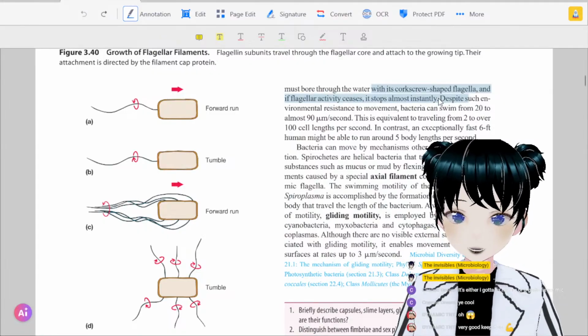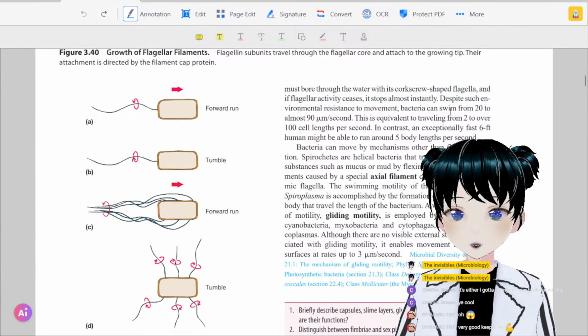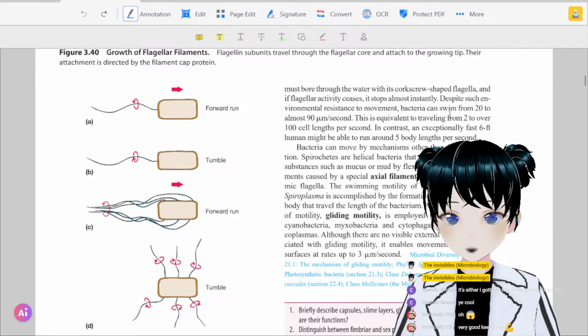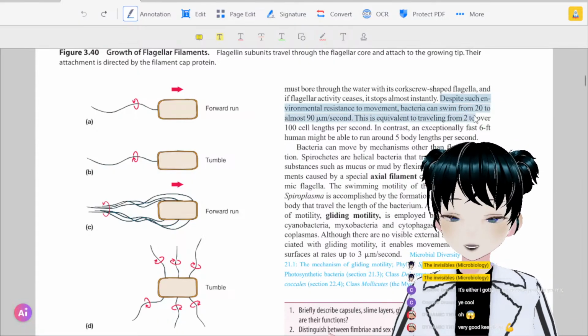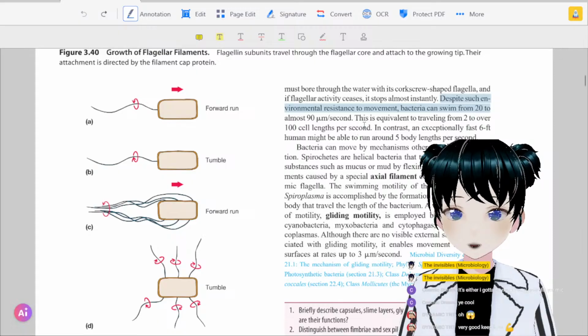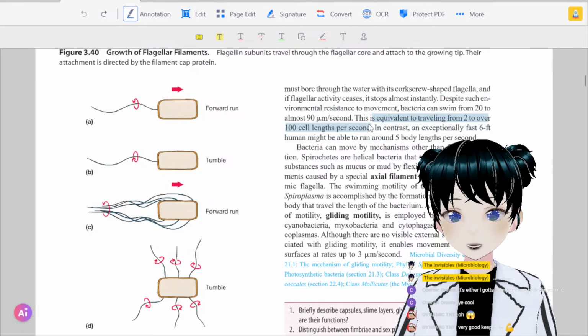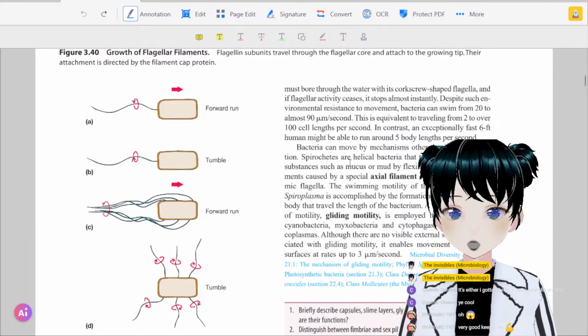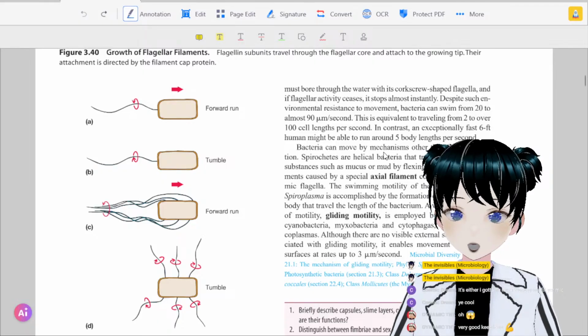Anyway, they are saying that as soon as the flagella movement stops, they stop moving. Despite such environmental resistance to movement, bacteria can swim from 20 to almost 90 micrometers per second. This is equivalent to traveling from 2 to over 100 cell lengths per second. Means they move about 100 times their size in just 1 second.